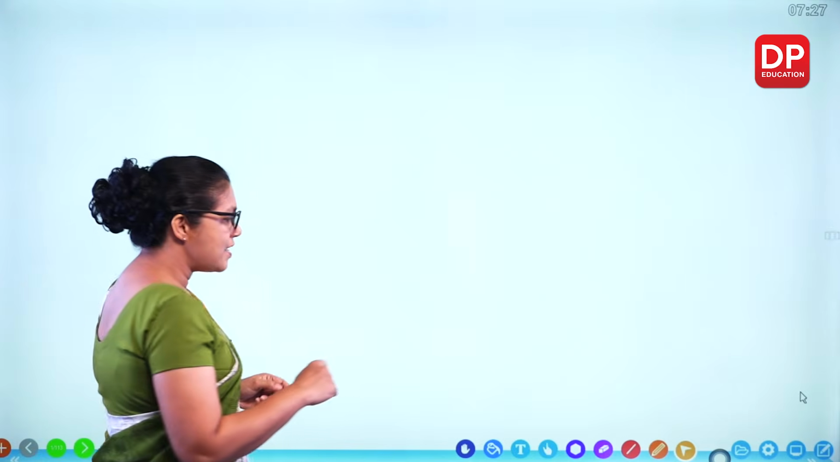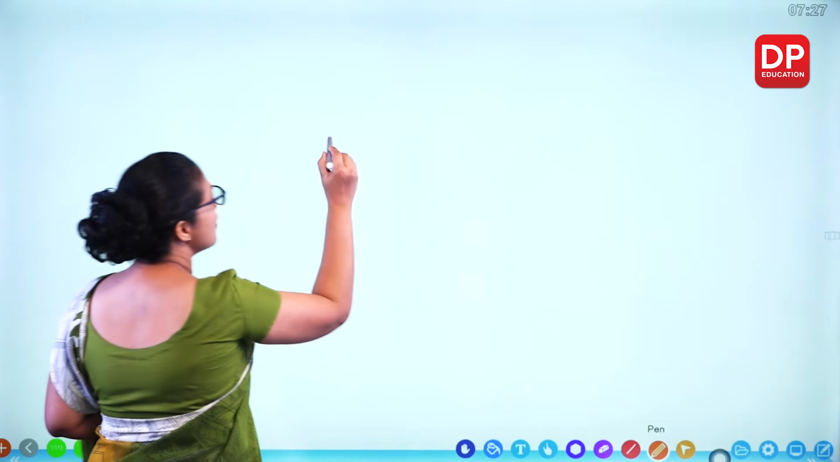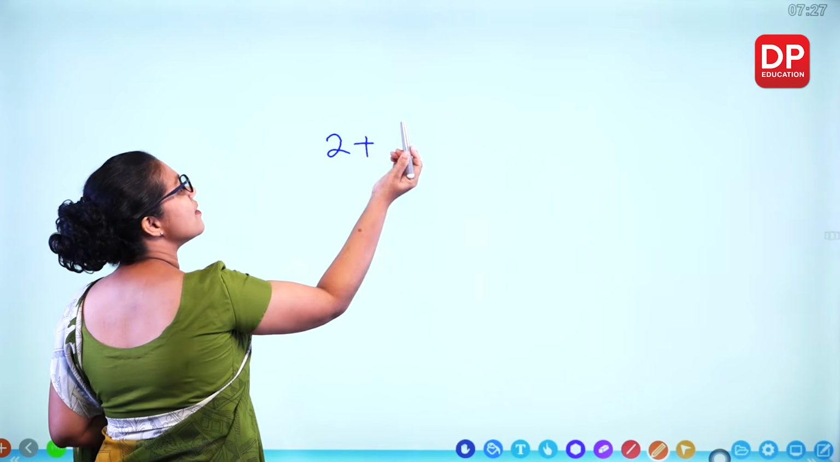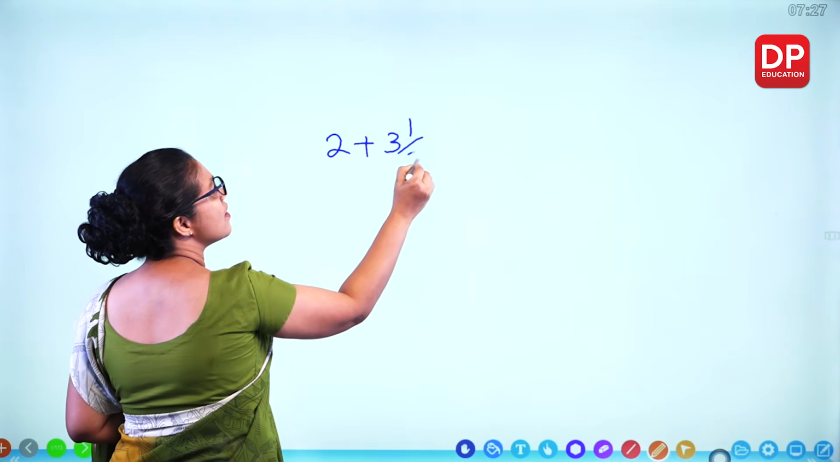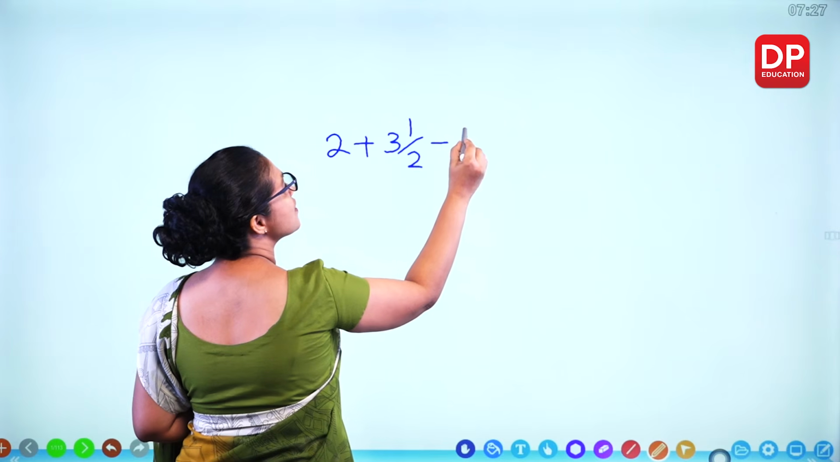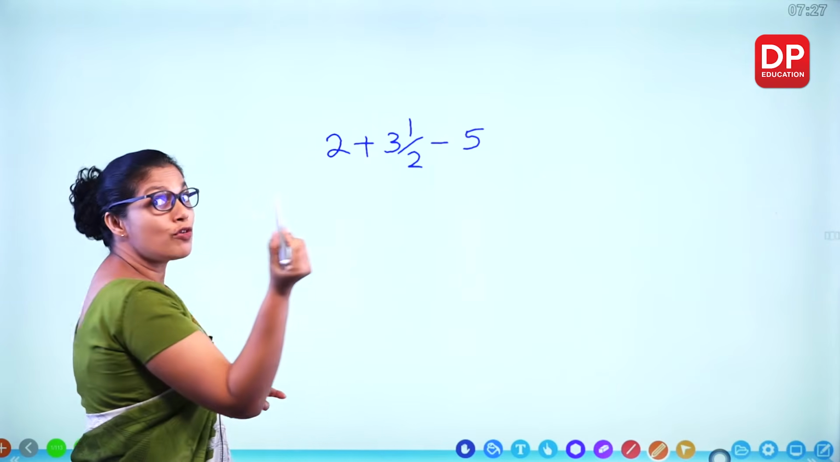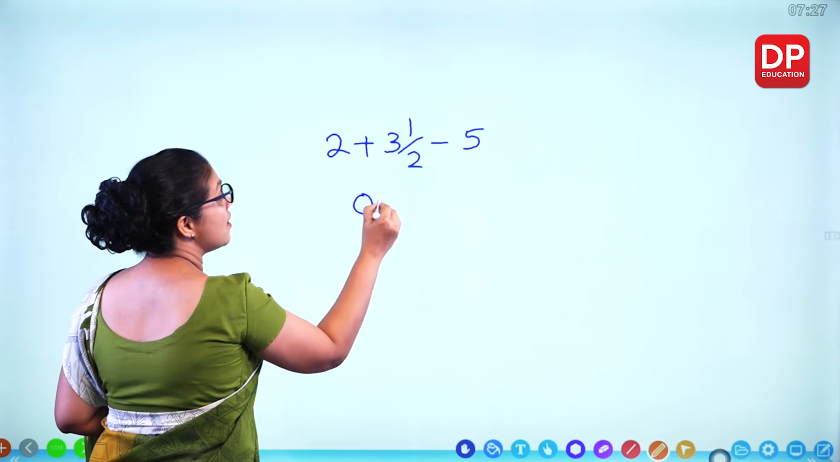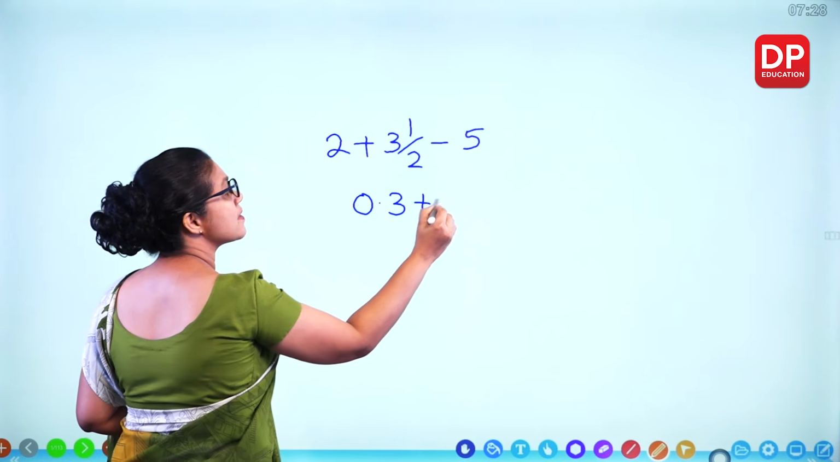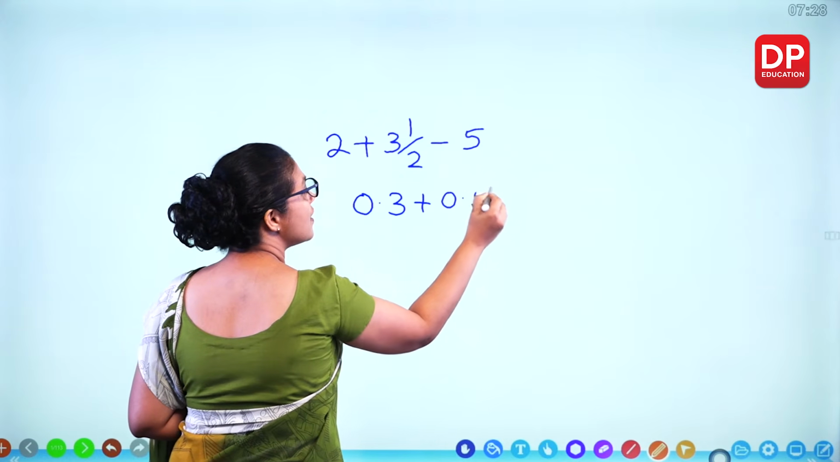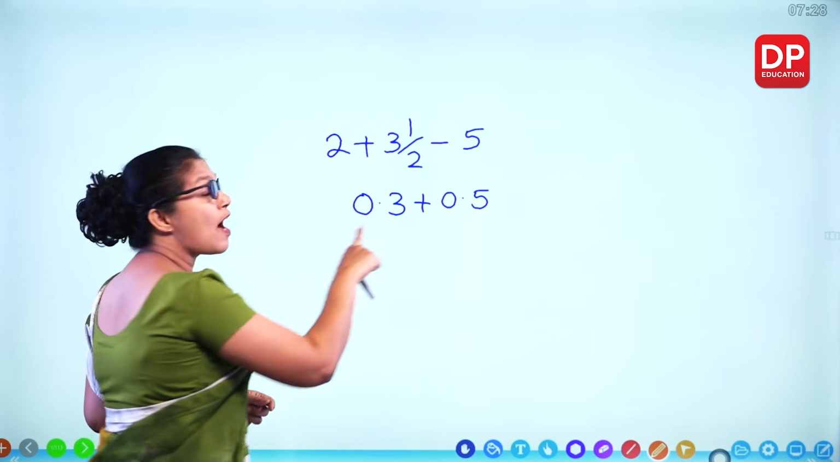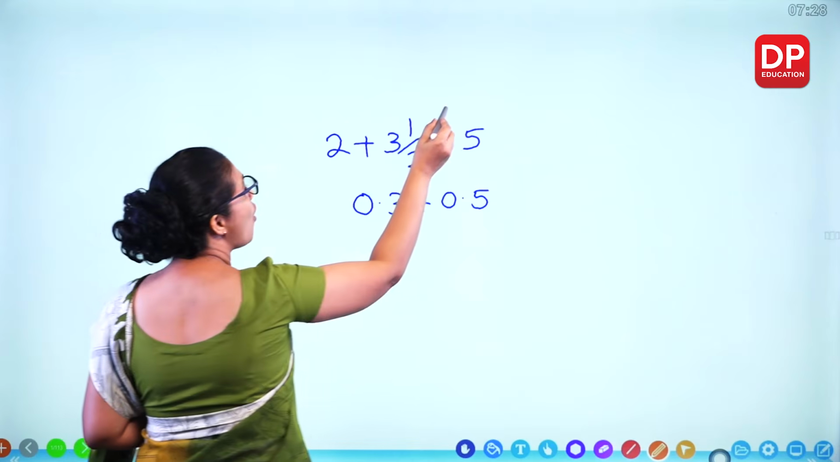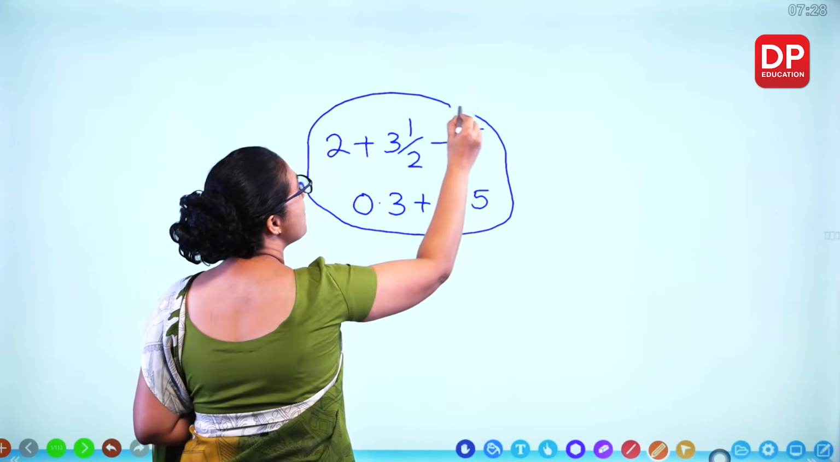You have done numbers: 2 plus 3.5 minus 5, or you have done 0.3 plus 0.5. All these are with numbers. So we call this number theory.